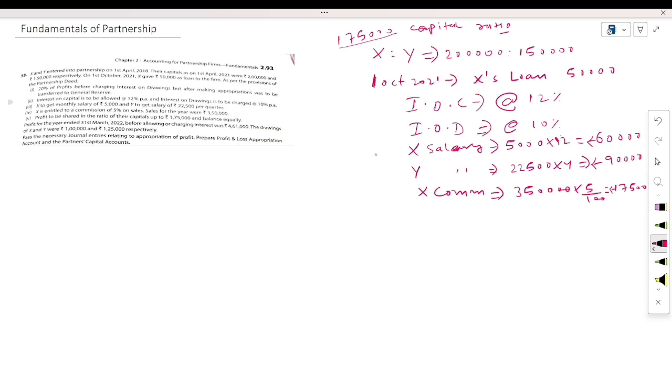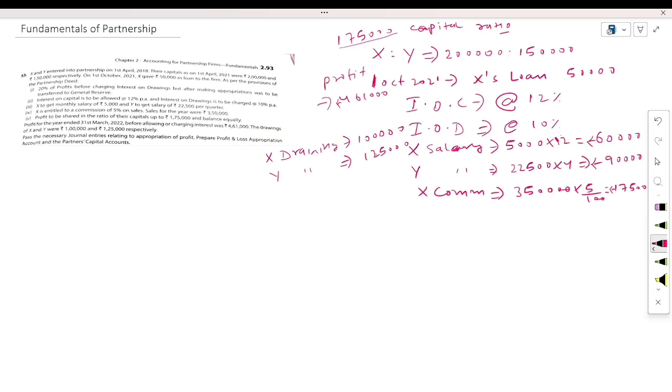Profit for the year ended 31st March 2022. What is the profit? Profit is given here, how much? 4,61,000 is the profit of the year. The drawings of X and Y were 1 lakh and 1,25,000. Drawing amount is also given here. It means X drawing how much? 1 lakh and Y drawing how much? 1,25,000. These are the drawing amounts.